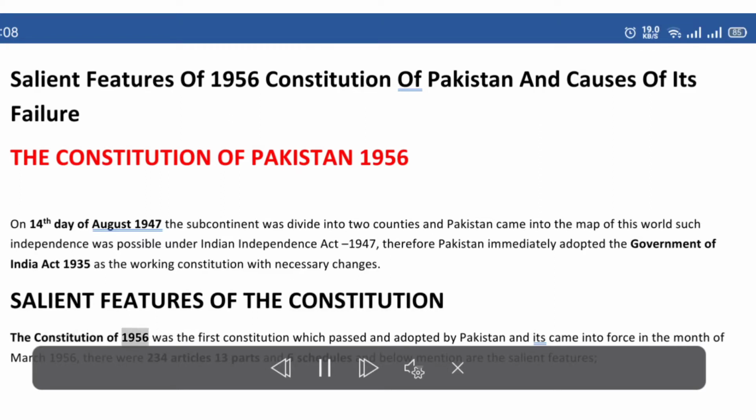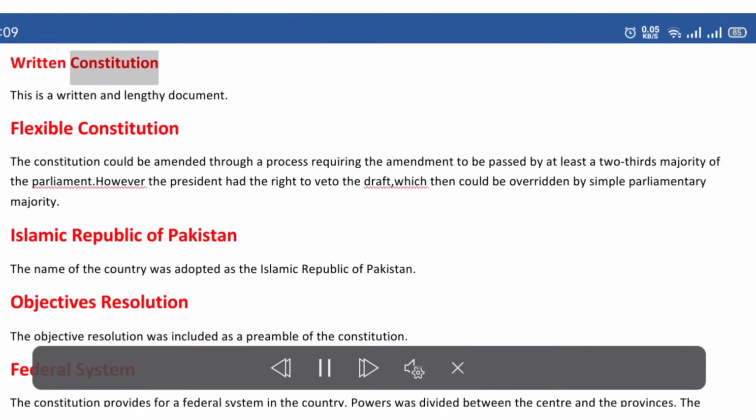The Constitution of 1956 was the first constitution passed and adopted by Pakistan, and it came into force in the month of March 1956. There were 234 articles, 13 parts and 6 schedules, and below are mentioned the salient features. Written Constitution. This is a written and lengthy document.